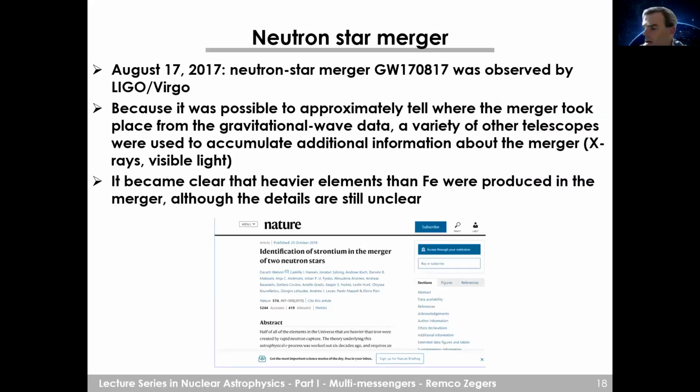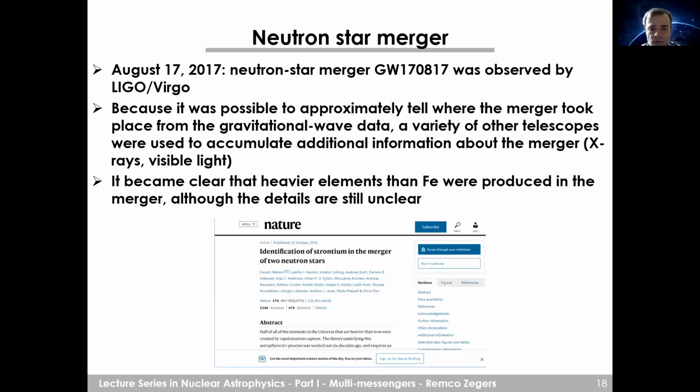And so it's very exciting when these signals were first discovered. A very famous one is the neutron-star merger from August 17, 2017, which was observed by LIGO and Virgo. Because it was possible to approximately tell where the merger took place from these measurements, I have a picture on that in one of the following slides, a variety of other telescopes were used to accumulate additional information about the merger, for example, X-rays and visible light. This is a very good example of a multi-messenger event where you can get different pieces of information from different signals that you detect.